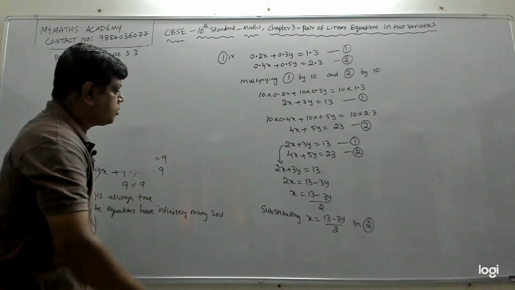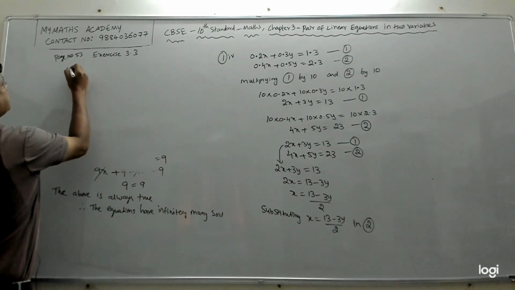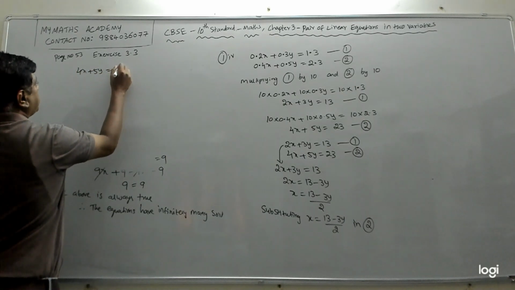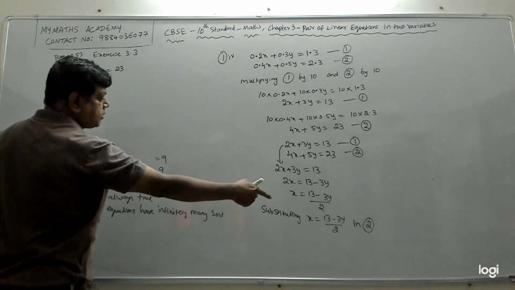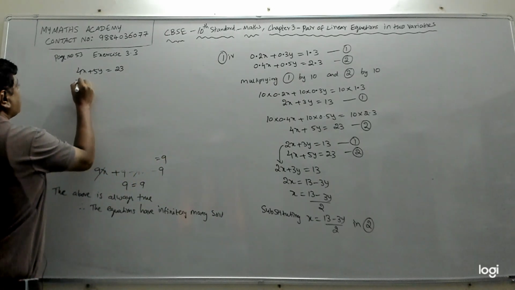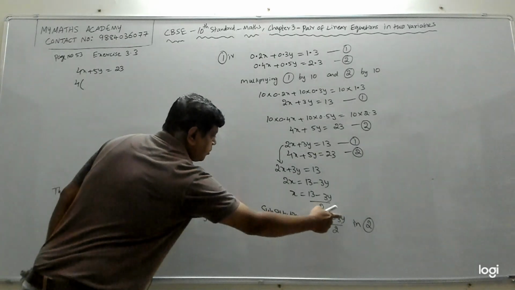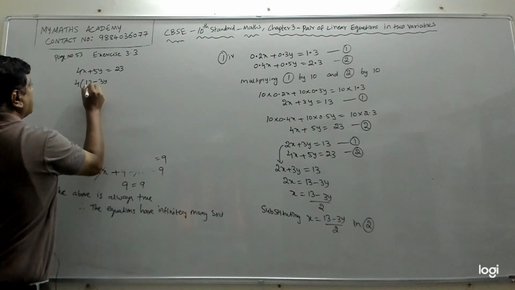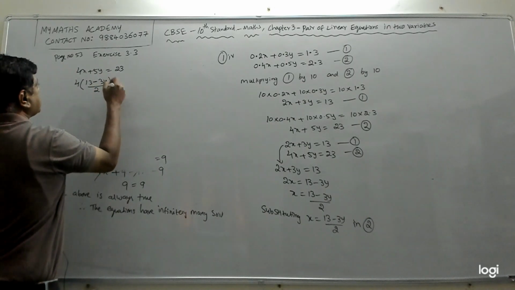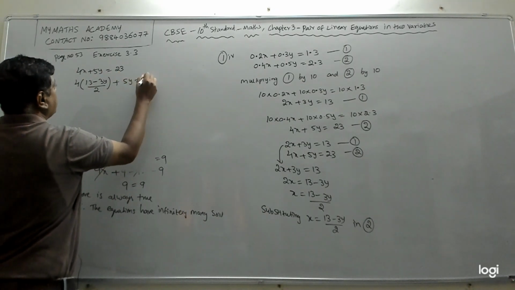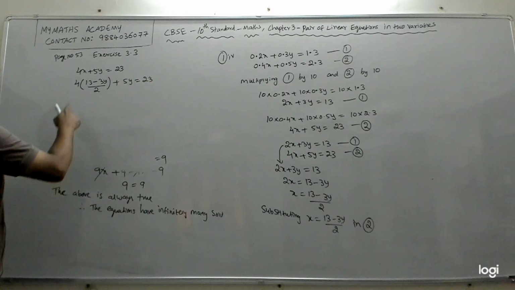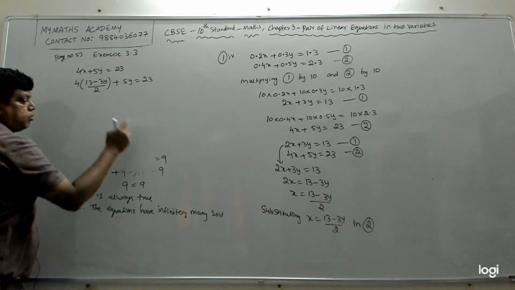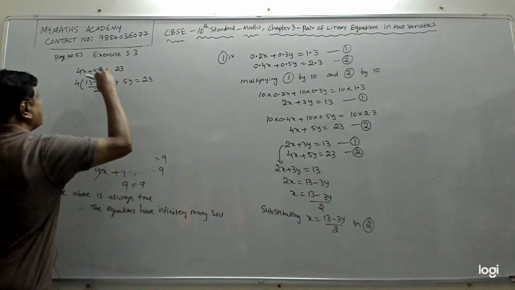The continuation of this. Now substituting that in to what is 2? 2 is 4x plus 5y equal to 23. So in this we are going to substitute x as 13 minus 3y by 2. So it becomes 4 into what is x? x is 13 minus 3y by 2. So 4 times 13 minus 3y by 2 plus 5y equal to 23. This whole value you have taken, put it in the place of x.